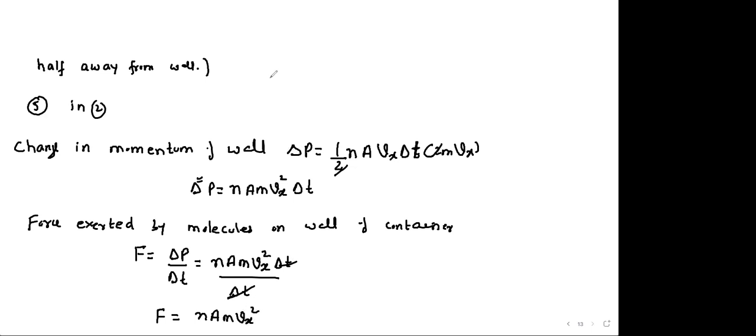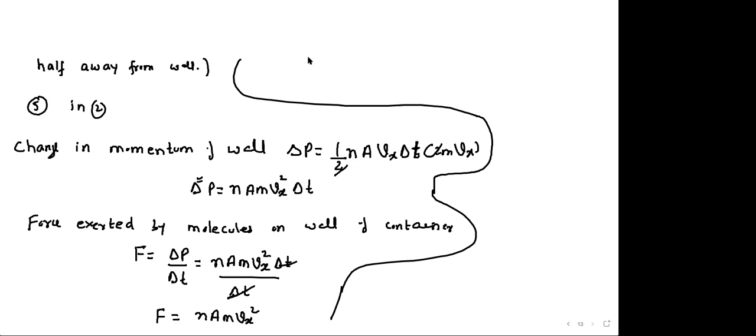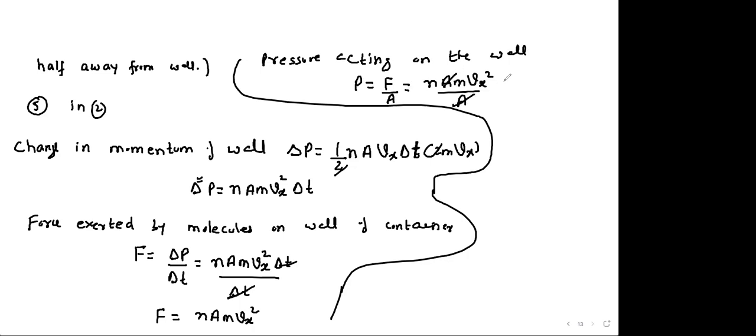Vx square. Next thing. Fazil, now I got the expression of force, the force exerted by molecules on the wall of the container. Now, can you tell me how do you calculate pressure on the wall? Sir, force by area. Very good. So pressure acting on the wall, we represent it by P. Pressure is force upon area. It's N A m Vx square divided by area. The A gets cancelled out, which gives N m Vx square. So this is the expression of pressure, which is N m Vx square.